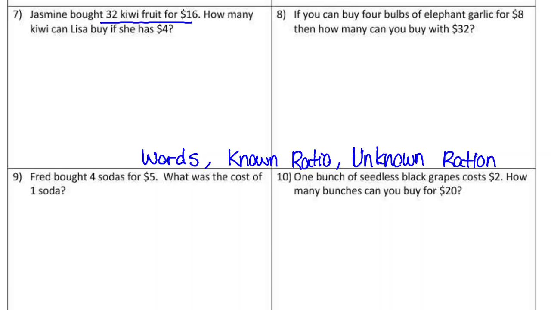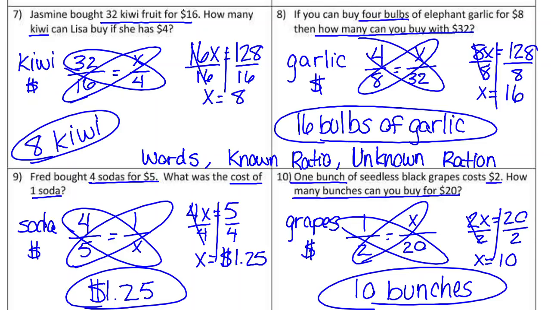Kiwi fruit for $16. So we're going kiwi over money. And it's 32 kiwi for $16. And it's asking how many kiwi, I don't know, for $4. So there's how that one is set up. Go ahead and solve. I want you to solve 8, 9, and 10. Unpause when you're ready to see your answers. And here are your answers for 7, 8, 9, and 10.